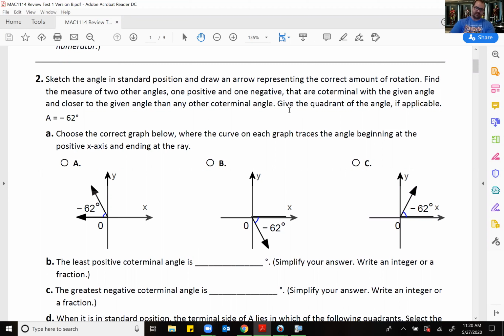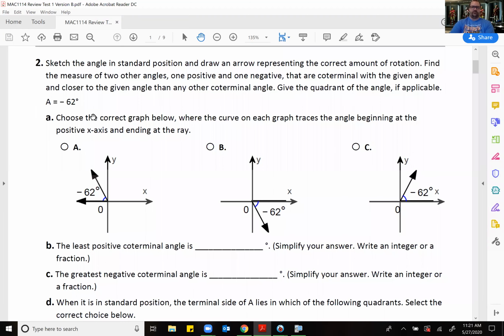So in other words, what it wants us to do is find one angle that is coterminal above that angle and one angle that is coterminal below that angle. Okay, that's what that means. Give the quadrant of the angle as well. So tell us what quadrant the angle is in.